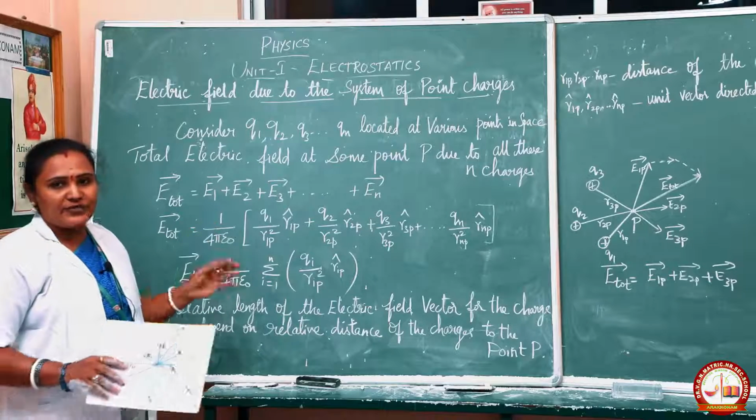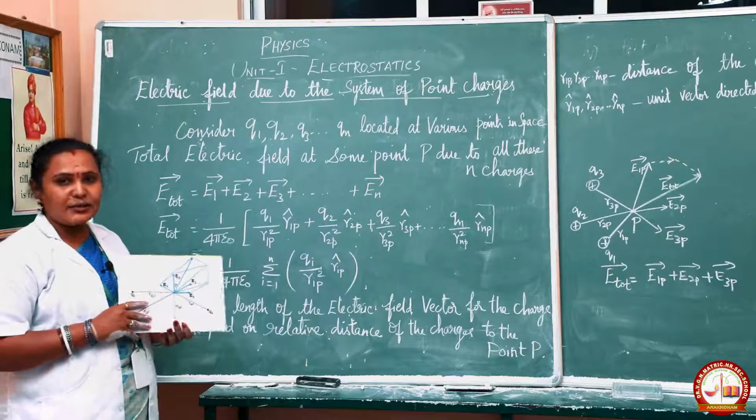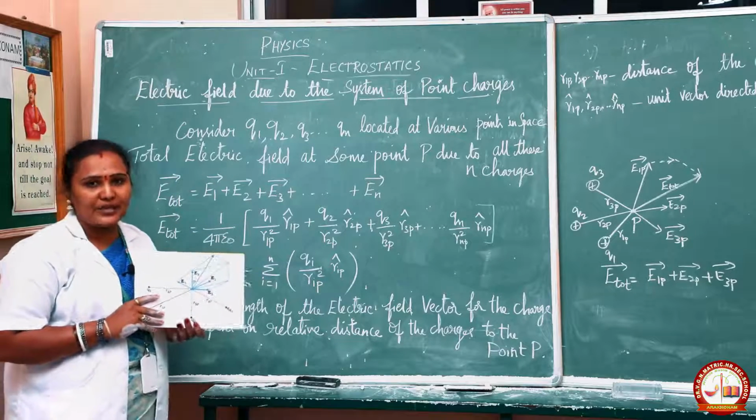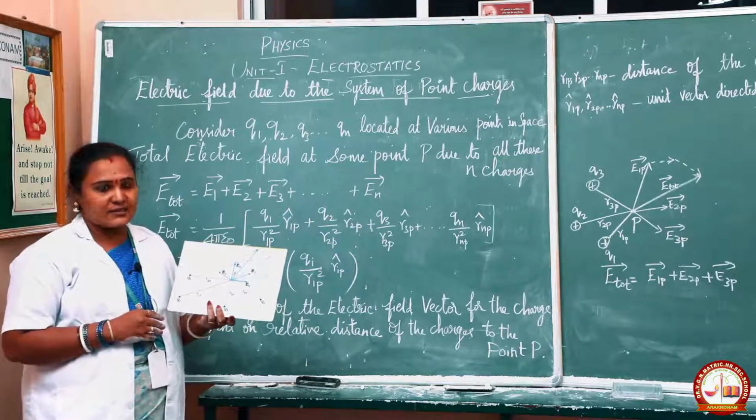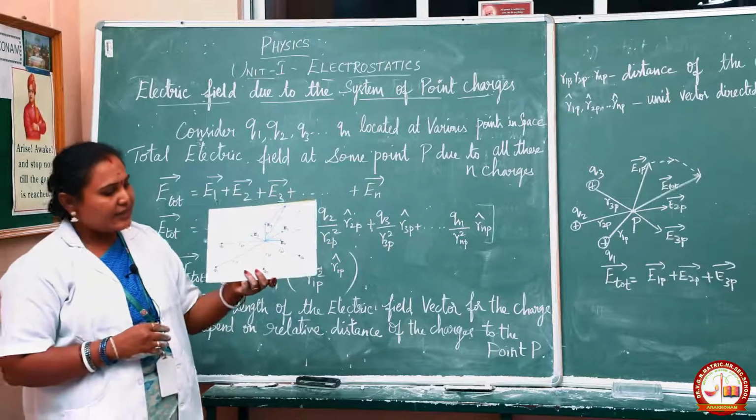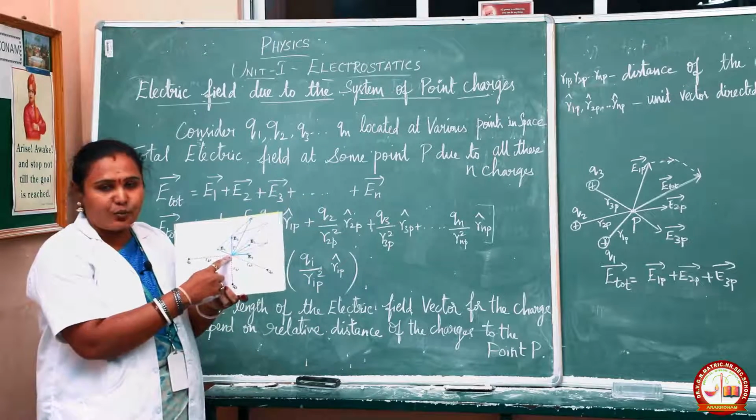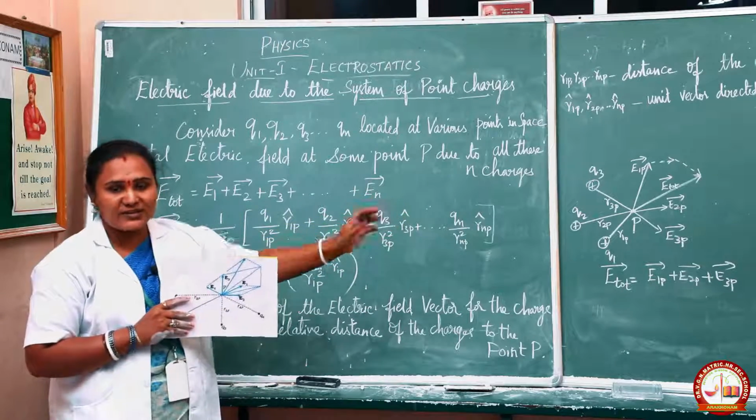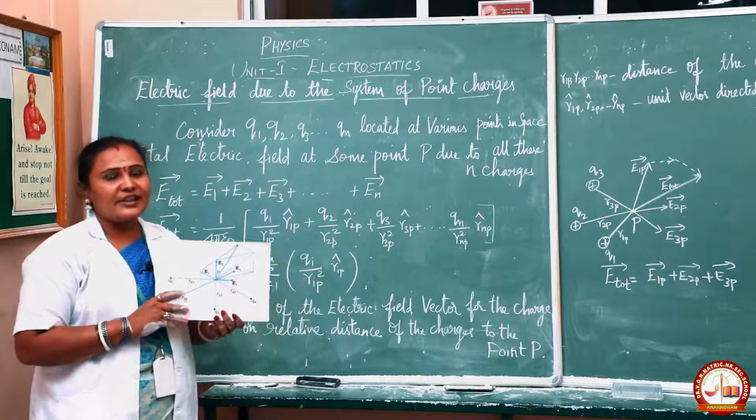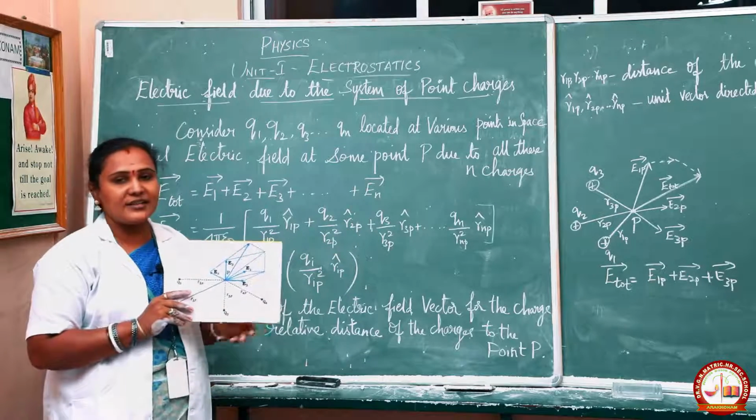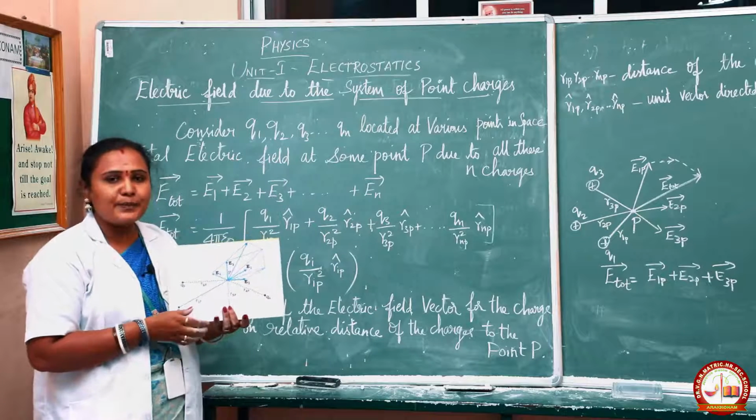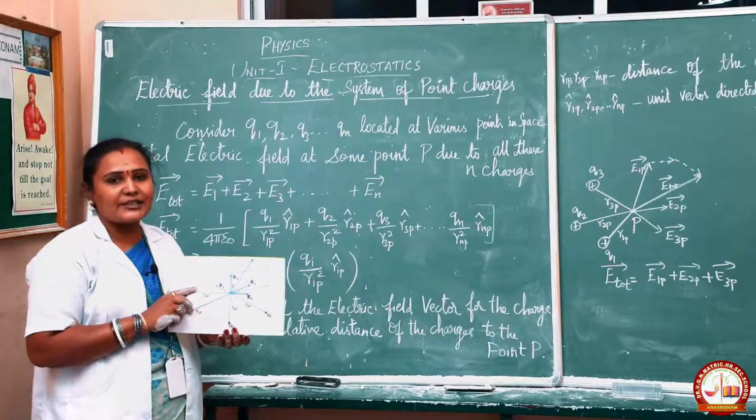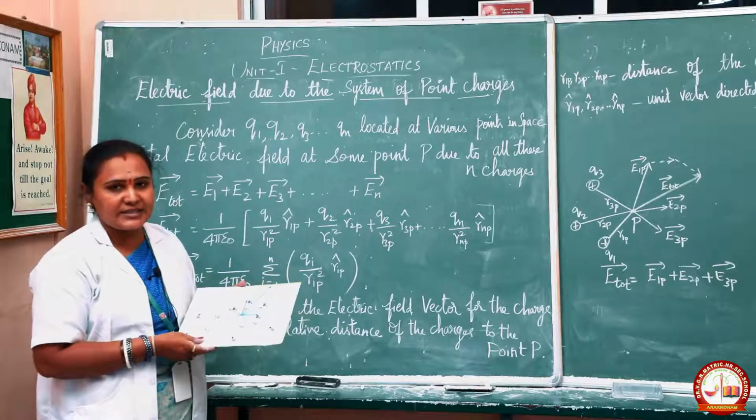Consider n number of charges distributed in space. We are going to define the electric field at a point P due to the collection of charges. You can see one diagram here. You can consider this an arbitrary point. The electric field at the point P is defined as a vector, which is simply the sum of the electric fields created by the individual point charges.